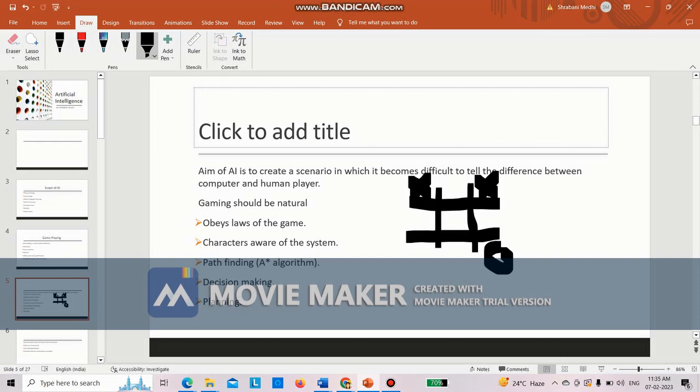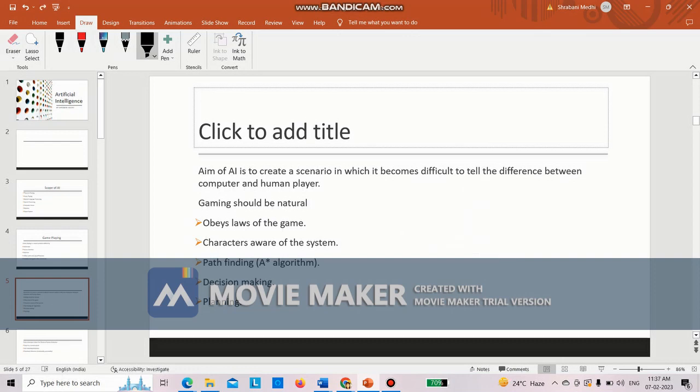So it needs to make the decision. The last one is planning. Let's take the example of tic-tac-toe itself. Let us see how, in this game of tic-tac-toe, we have two players. Both players will have some planning from beforehand itself.